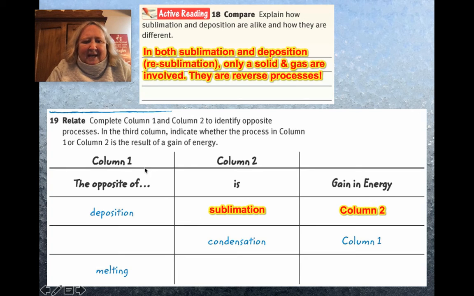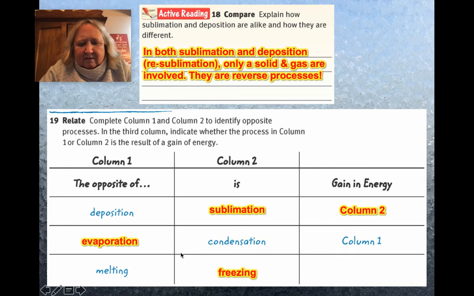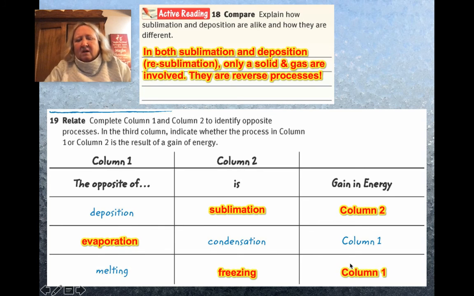Okay. What is the opposite of condensation? Condensation is when water develops, like on windows and stuff. Well, the opposite of that would be evaporation, water turning into vapor. Again, the energy is gained there in column 1. Okay, they saved the easiest for last. The opposite of melting is freezing. And in which one do the particles gain energy? Well, in the melting.